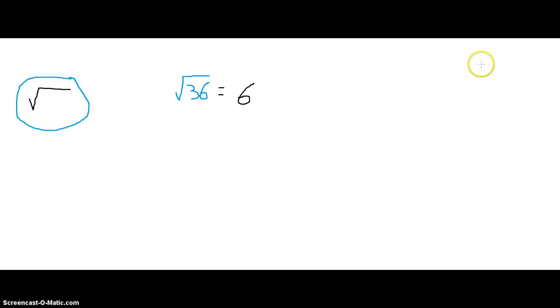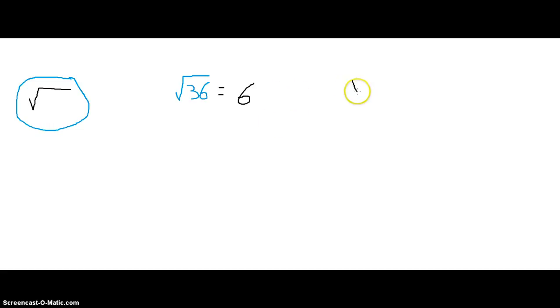Now, the numbers that are perfect squares are like 2 to 4, 4 to 16, 5 to 25, 6 to 36, 7 to 49, 8 to 64, 9 to 81, and so on and so forth. But not every single number can be that perfect.